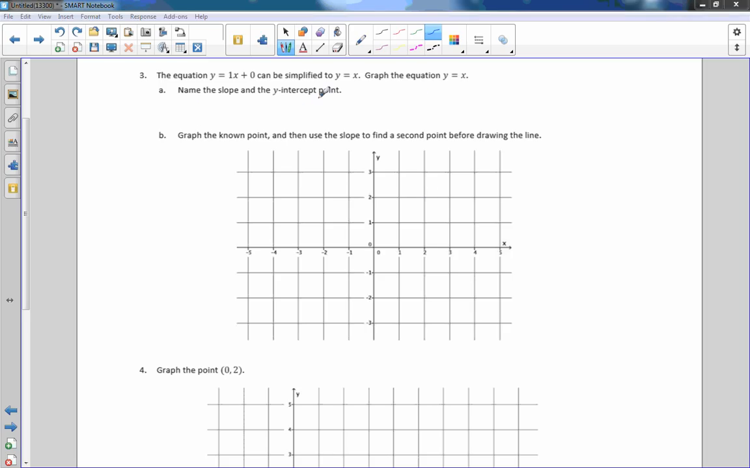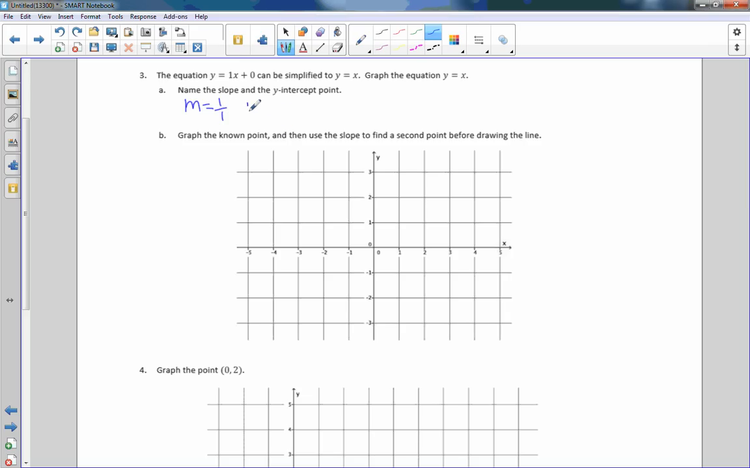And here we go. So it says the equation of y equals 1x plus 0 can be simplified to y equals x. 1 times x is just x, plus 0 is still just x. So it says to graph the equation y equals x. Well, if y equals x and there's a 1 here from way over here, then the slope is 1. Or we could say 1 over 1.